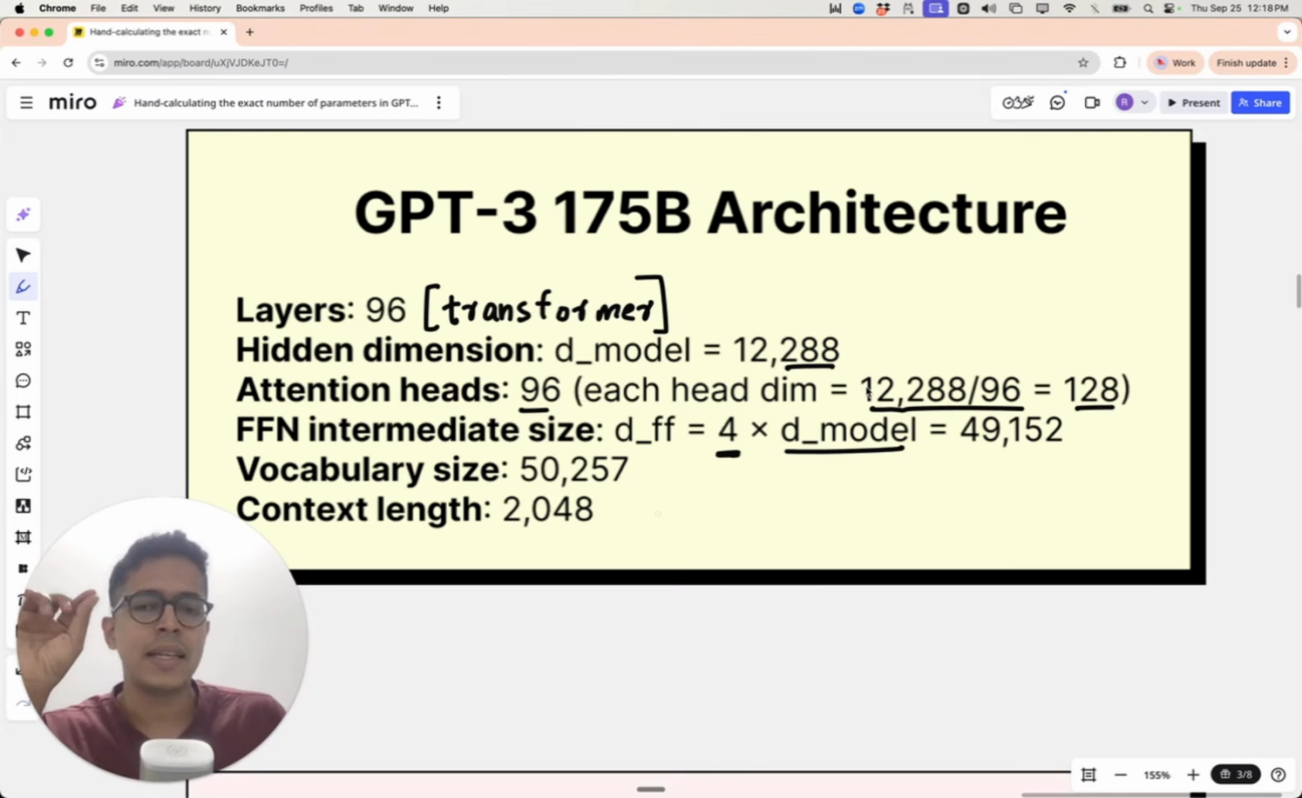I will explain the exact number of parameters when we calculate it. I'm not talking about the parameters yet. I'm just giving you the architecture related numbers, and then we can calculate the parameters later.